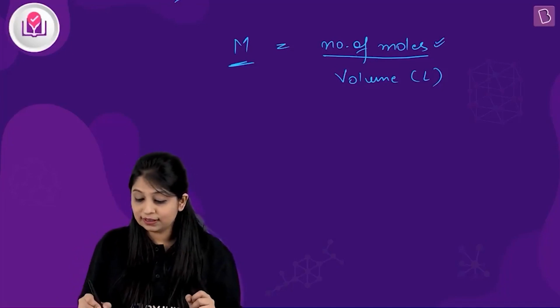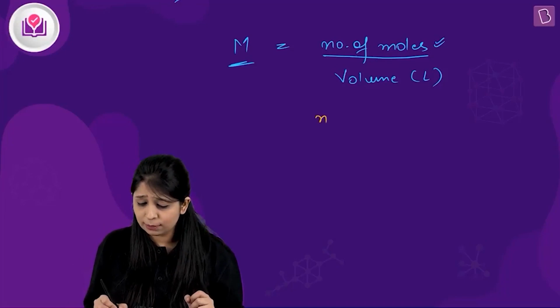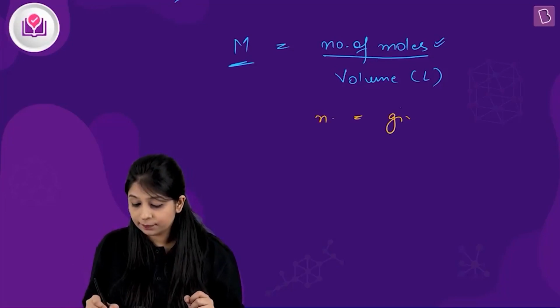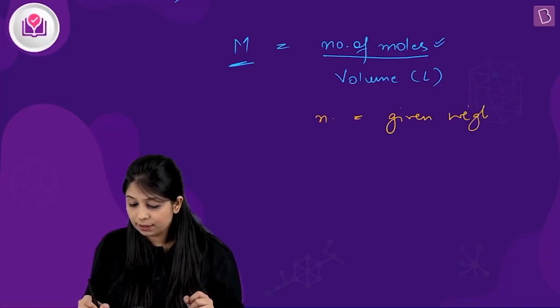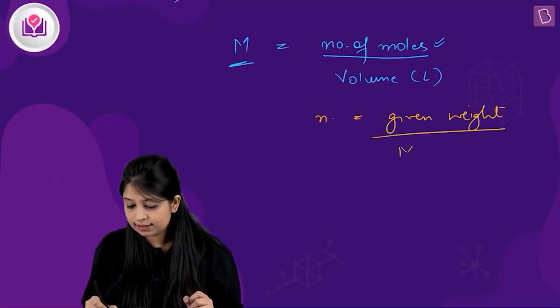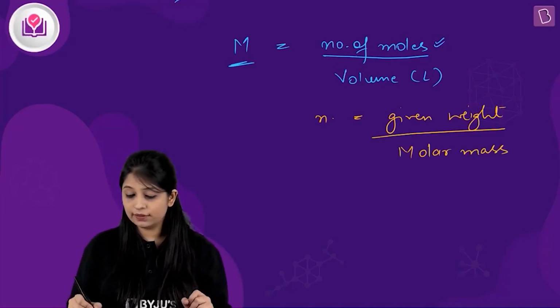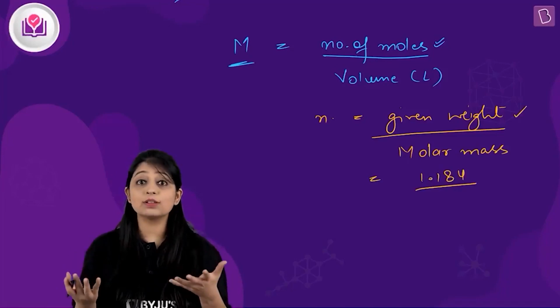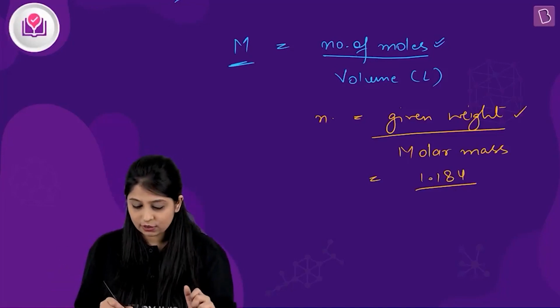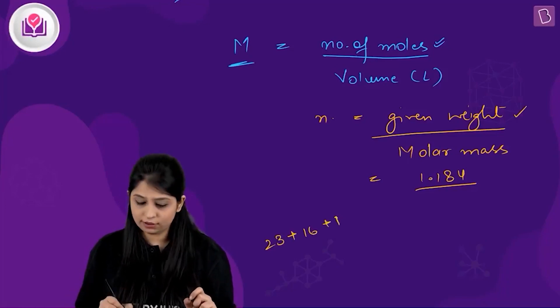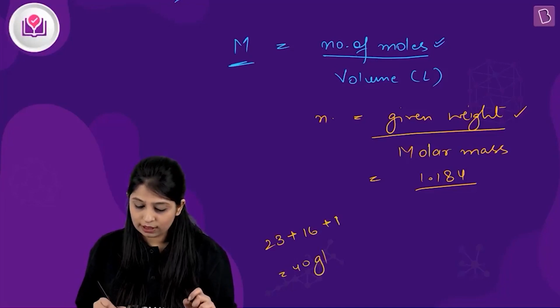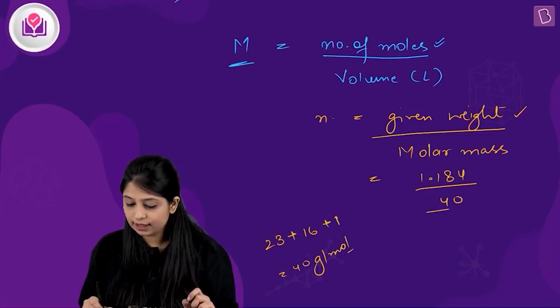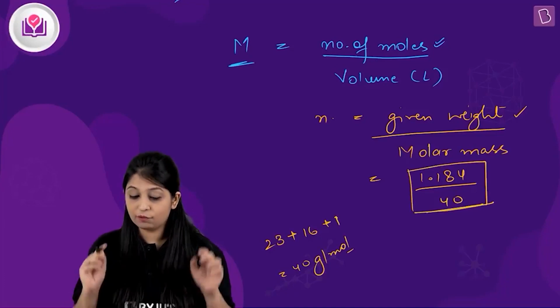And what do we know? We know that the formula of number of moles is given weight divided by molar mass, right? Given weight we know, which is 1.184 grams. What is the molar mass of NaOH? Pretty easy, right? So it is 23 for sodium plus 16 for oxygen plus 1 for hydrogen, which comes out to be 40 grams per mole, right? So now we know our number of moles as well.